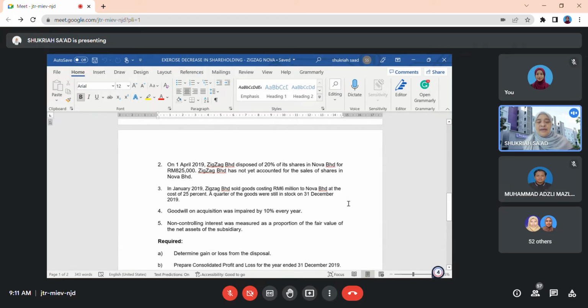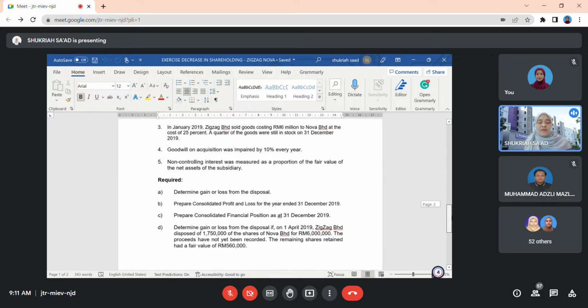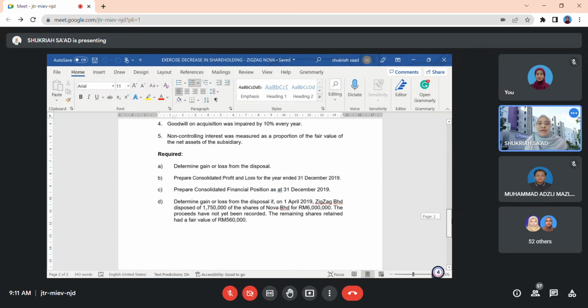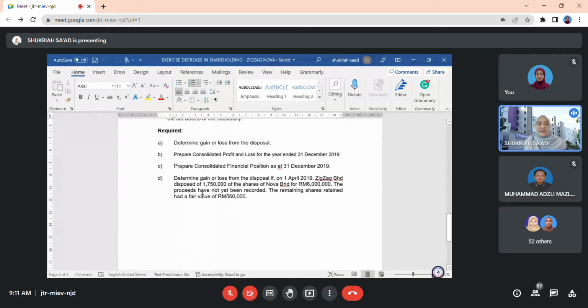Ada satu kat sini, and then this one kita menggunakan kaedah NCI is measured by using partial goodwill, proportionate. Requirement of the question, determine gain or loss from the disposal, pertama. Yang kedua, prepare SOPER. Dan yang ketiga, prepare SOPI. Ni SOPER ni termasuk dengan SOCHE lah. Ada satu lagi prepare SOCHE tertinggal. Selalu SOCHE tertinggal.